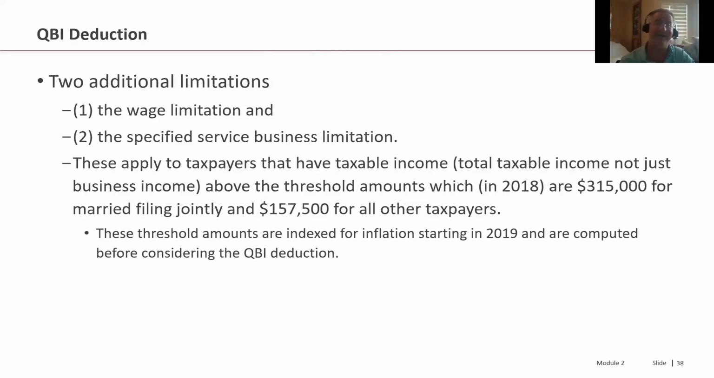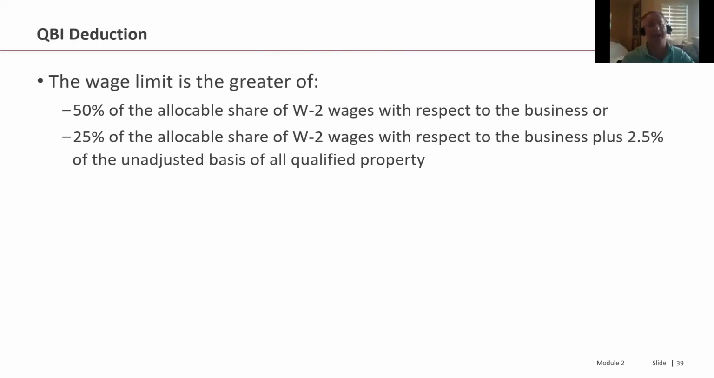These threshold amounts, unlike the Mr. and Mrs. H exception for passive losses, are going to be indexed starting in 2019, which means they're going to change every year. And of course, they're considered before you take the QBI deduction. So to determine whether you're eligible for a deduction, you calculate this without considering the deduction. Otherwise, it'd be cyclical. Okay, so what is the wage limit? Let's start with that one. So it's 50% of the share of W-2 wages with respect to the business. Okay, so that's pretty simple. It's just 50% of the wages paid by that business.